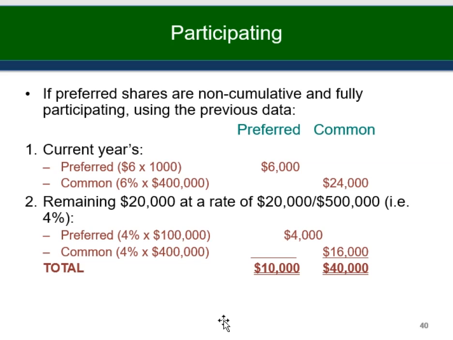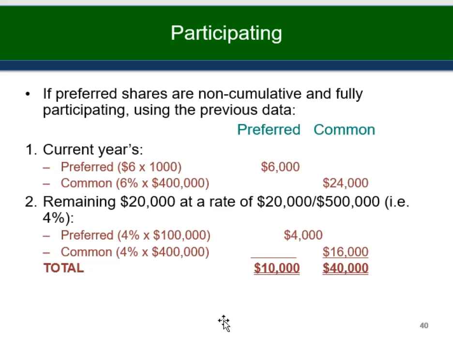So the preferred shares get $6,000 and the $24,000 goes to common, and then they share on a prorated basis for the rest. So the remaining $20,000 of income, we've got $6,000 plus $24,000 is $30,000 of dividends paid out of our $50,000 of income. So there's $20,000 left to be allocated between the two. They're allocated on the basis of $20,000 to $500,000, so a 4% rate.